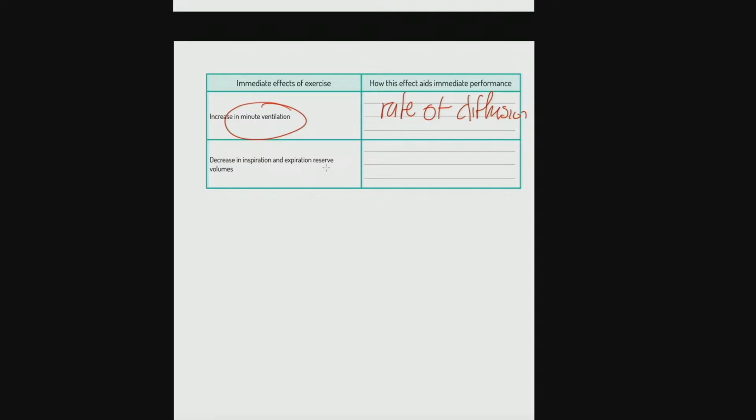Decrease in inspiratory and expiratory reserve volumes. Now this, just to remind you guys, if tidal volume goes up, that is achieved by a decreased IRV and a decreased ERV, or one or the other. So therefore, the impact of this is increased tidal volume, and guess what we get? A greater rate of diffusion. So, a bit of consistency in that last bit.